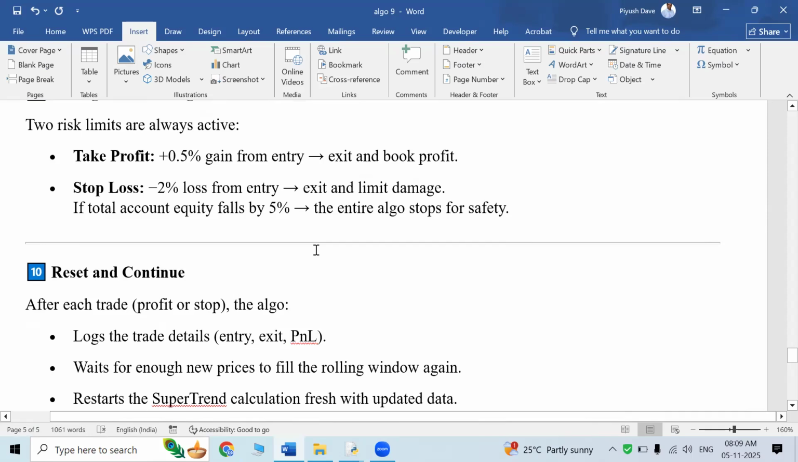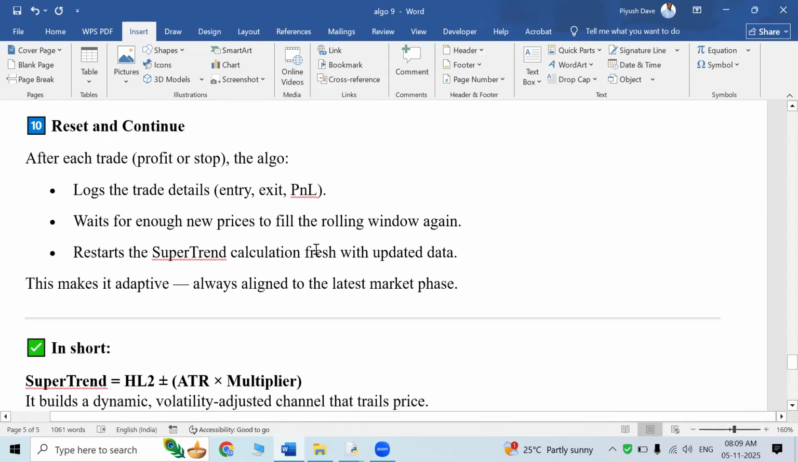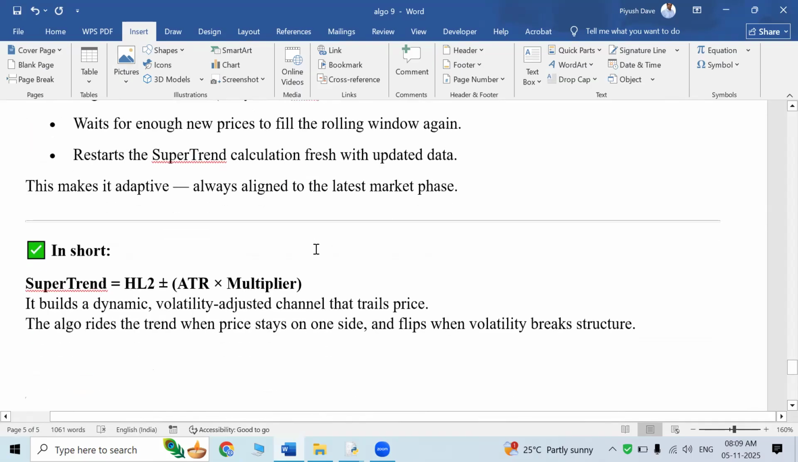After each profit and stop, it is going to show the PNL, the exit. It will restart the calculation for super trend on every fresh change in price. Now this multiplier, the super trend HL2 plus or minus ATR multiplier by multiplier, will help us to adjust the channel continuously, and even in a calm market and a volatile market, it works well. I checked it for almost 2 days running in the changing environment.